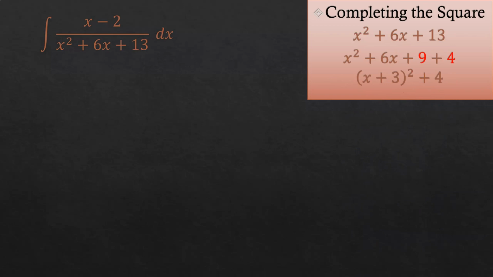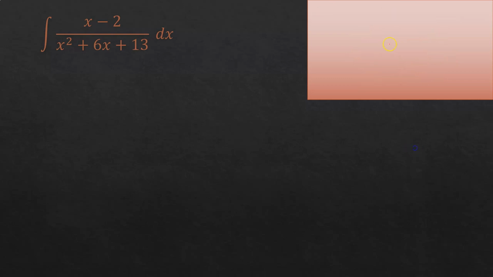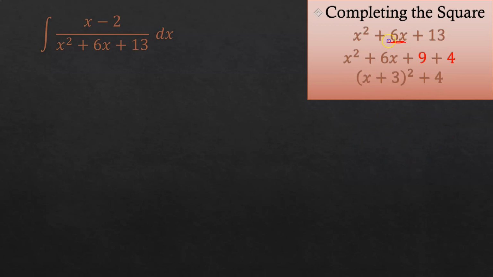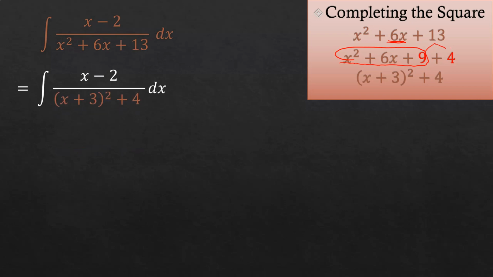So x squared plus 6x plus 13, and if we see 6x, we would say, well, I wish I have 9, right? Because that will make it a perfect square. So this trinomial right here will make a perfect square. So 13 is 9 plus 4. So that becomes x plus 3 squared plus 4. So that would change my denominator now to a perfect square plus 4.